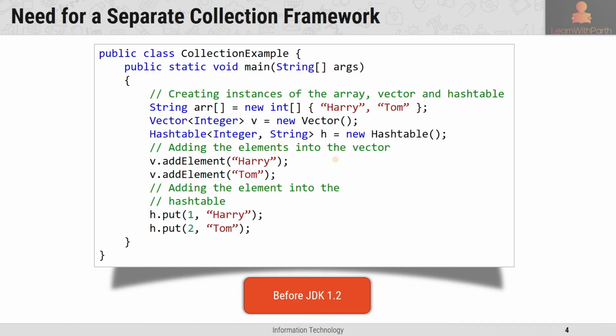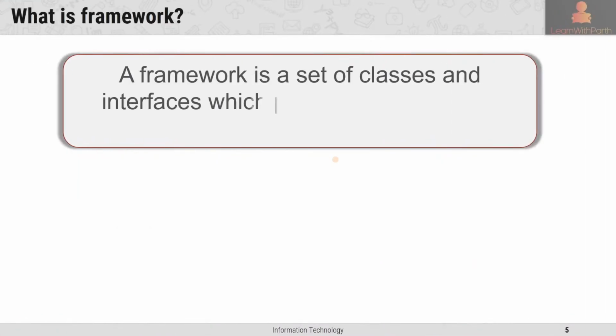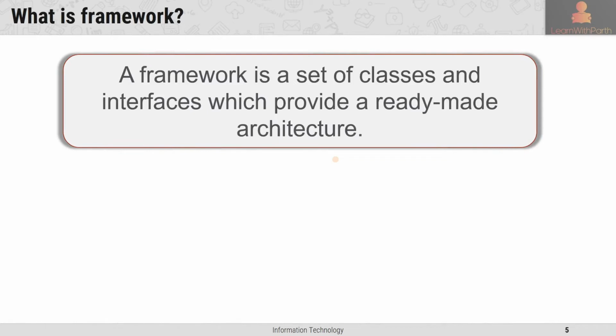To overcome this problem of having different ways to add elements or perform operations, the Java designers introduced the framework called the collection framework. That is what we are going to see. So, what is a framework? Let's look at the definition. A framework is a set of classes and interfaces which provide a ready-made architecture. That means you have some pre-built classes and interfaces available in Java which can work as a collection.